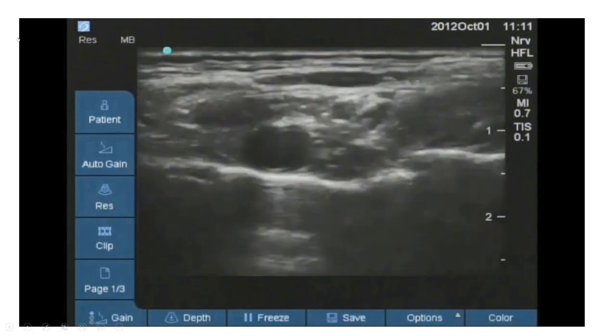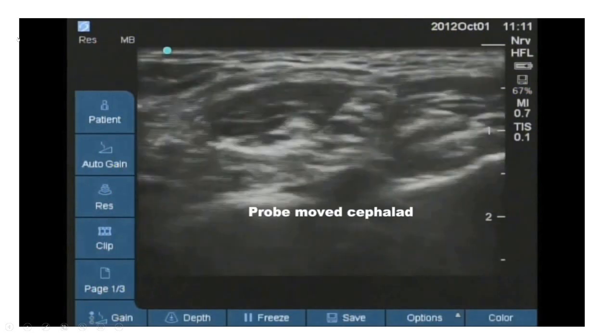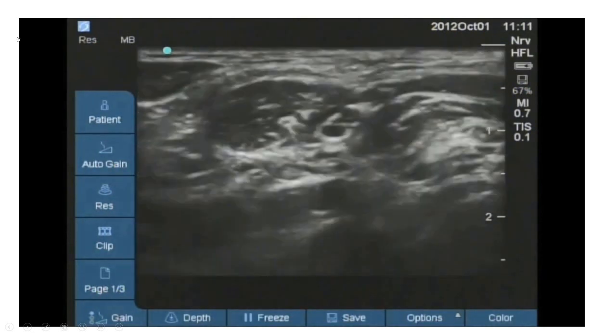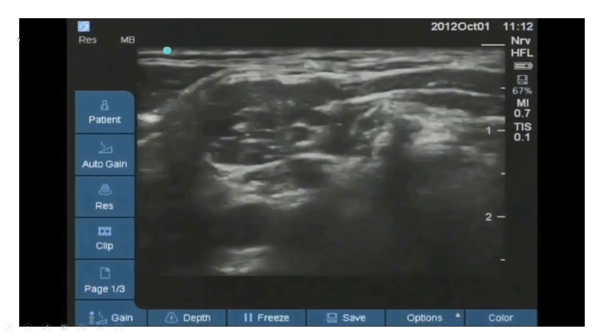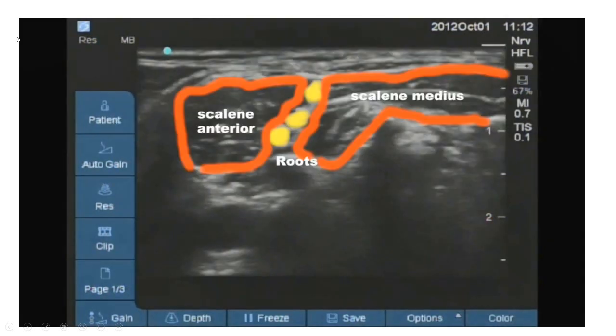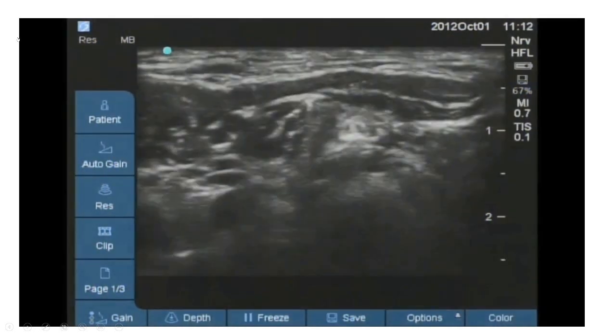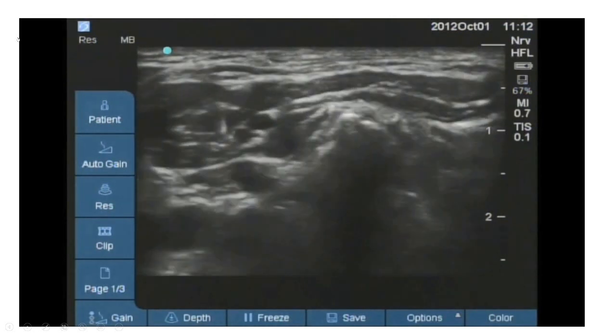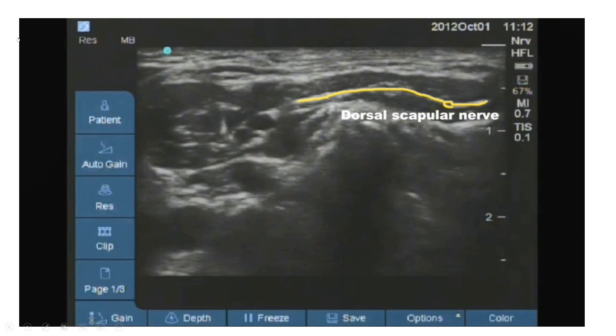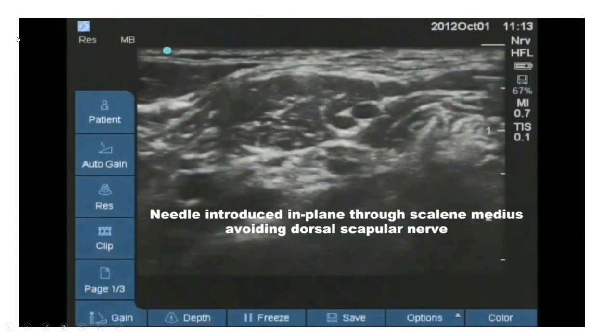You can see the roots of the brachial plexus now stacked up on top of each other. Scalenus anterior muscle in the front, scalenus medius at the back. In the substance of the scalenus medius muscle, you will see the dorsal scapular nerve traveling. So when we insert our needle in plane, we have to take care not to damage the dorsal scapular nerve.